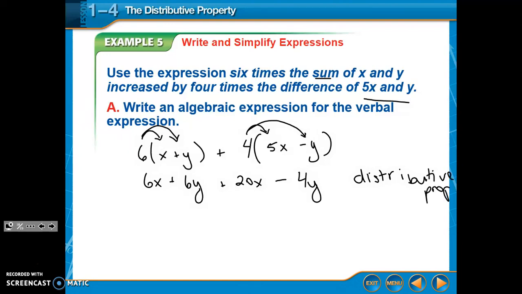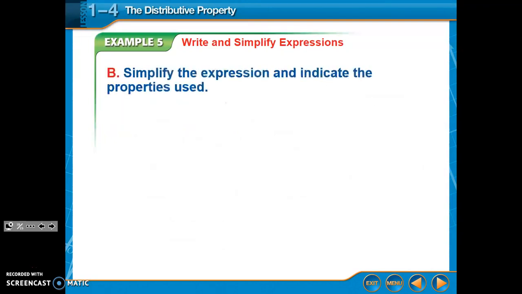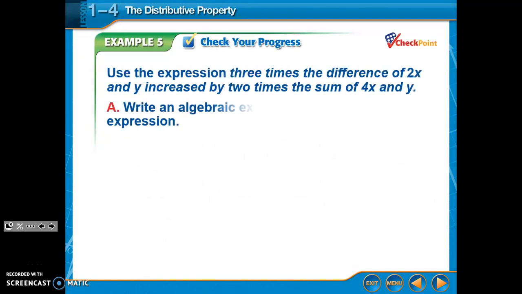property. Okay, and then from here, I want to combine like terms. So this is an x, this is a y, this is an x, and this is a y. So I want to combine the ones that are the same. So x's together. 6x and 20x gives me a total of 26 x's. And then here, I have a total of 2 y's. So I can simplify like that. Okay, you guys try this one.